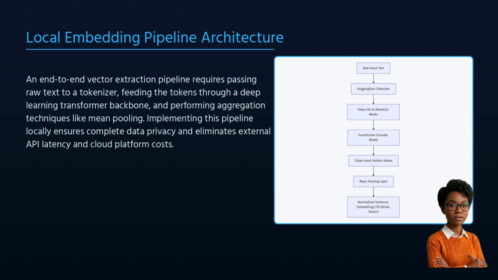latency. If you look at the architecture diagram on screen, you'll see how raw text undergoes tokenization, tensor conversion, encoder processing, and pooling layers to generate high-fidelity vectors.